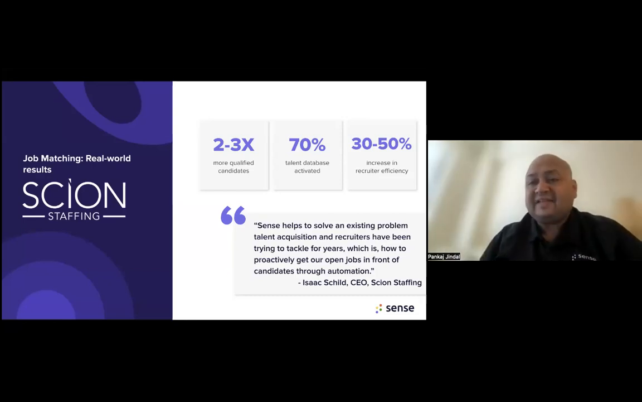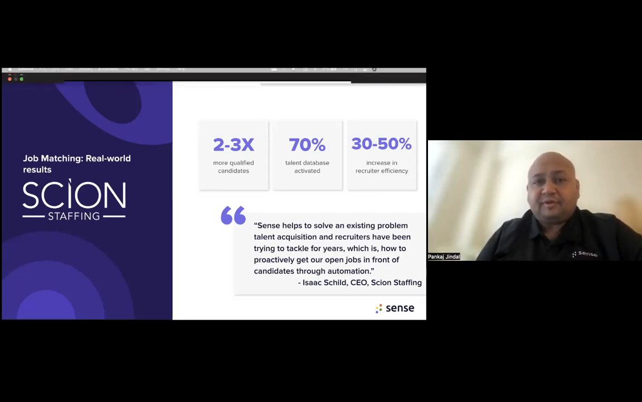And then, of course, massive increase in recruiter efficiency. So this is the CEO of Science Staffing saying they're solving an existing problem with talent acquisition that recruiters have been trying to tackle for years, which is to get proactively open jobs in front of candidates through automation. So those are the kind of real world results that you can start seeing with Sense, with job matching.